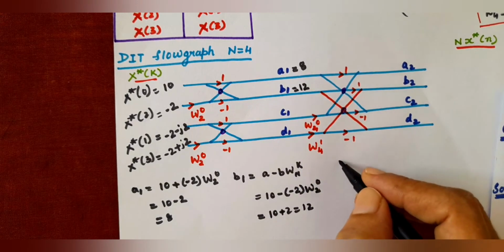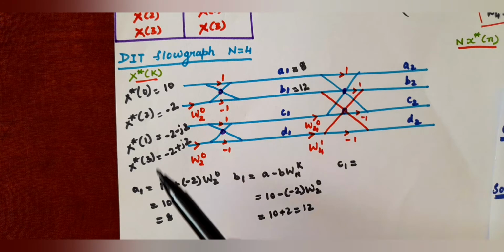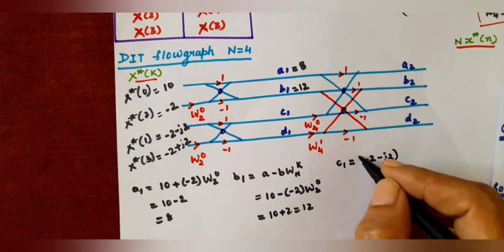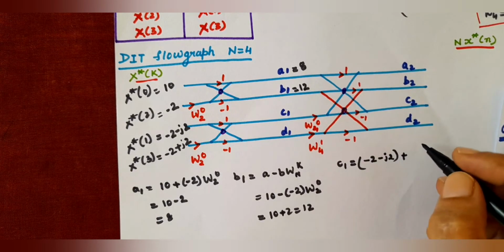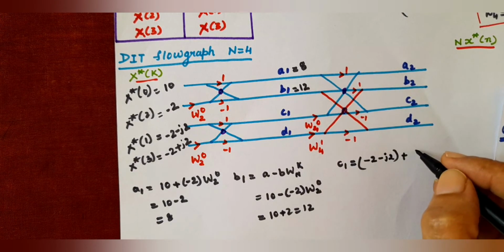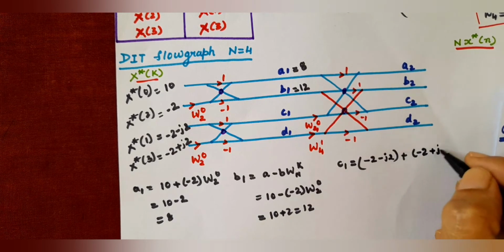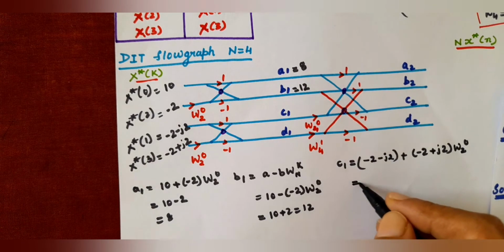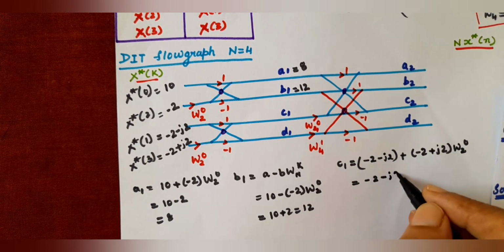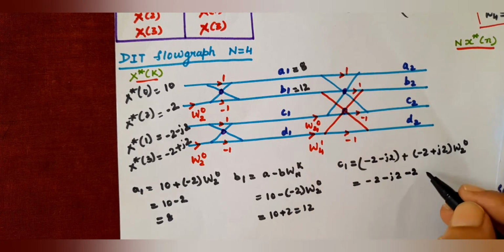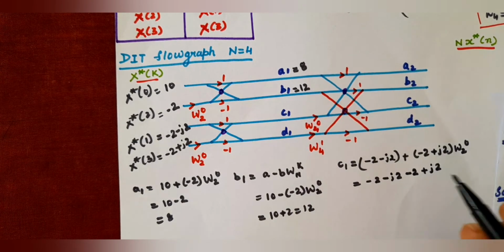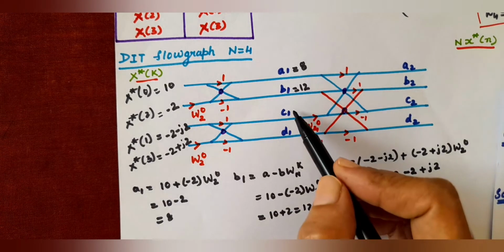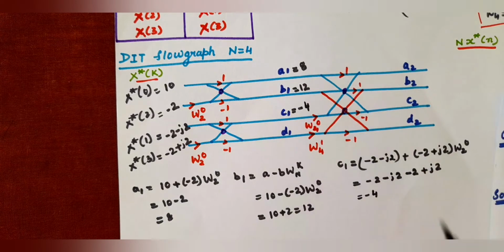Now coming to C1. What is C1? Here the inputs are minus 2 minus J2 plus A plus B. What is B here? Minus 2 plus J2 into W2 to the power 0. So it's coming to be as minus 2 minus J2 minus 2 plus J2. So how much it will come? Minus 4. So C1 value is coming to be as minus 4.